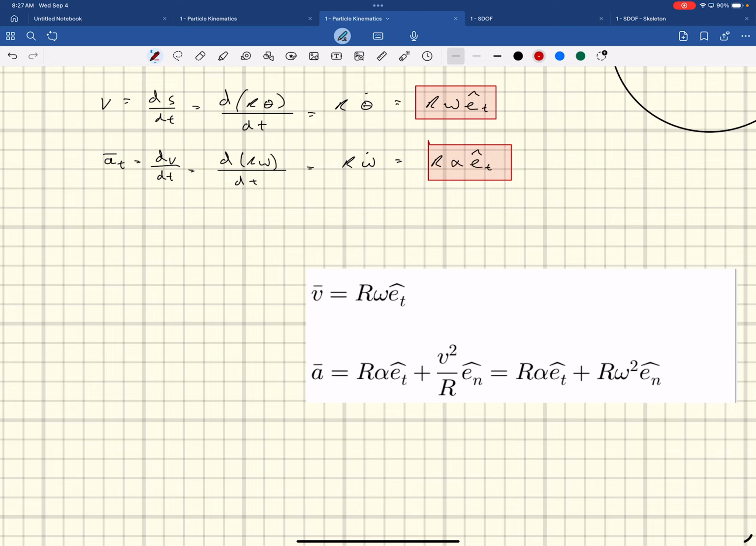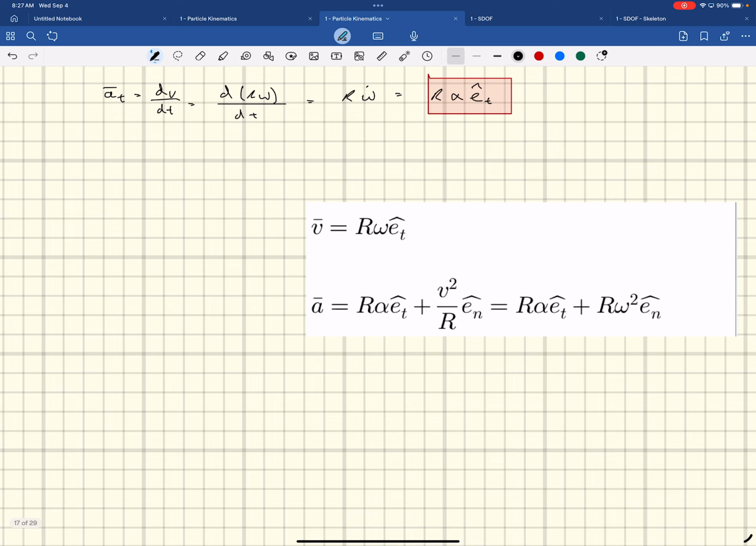But then we have to talk about the n direction, the an direction, en direction. My an is equal to, I could write it as v squared over r, or I could write it as r omega squared. Either one of those forms. Again, if I know velocity, I'll use v squared over r. If I know omega, I'll use r omega squared.